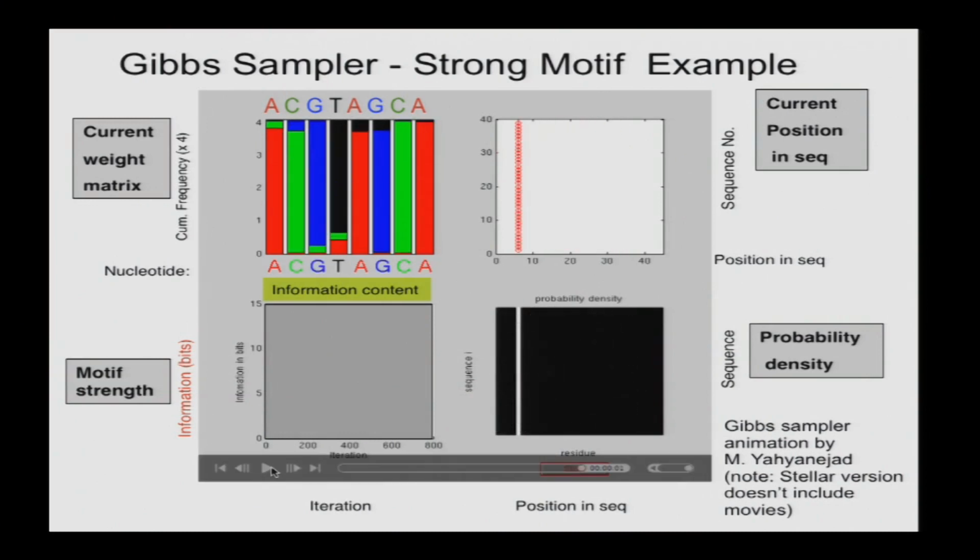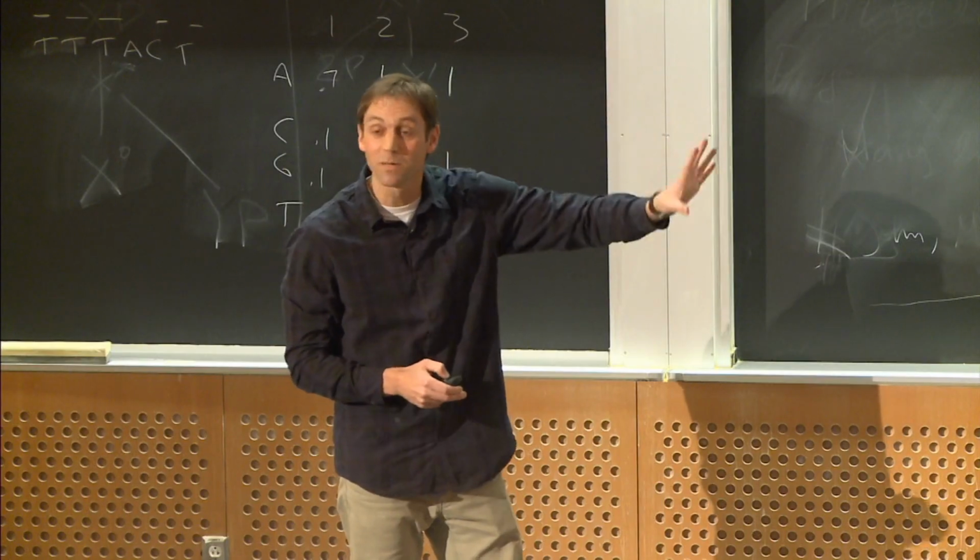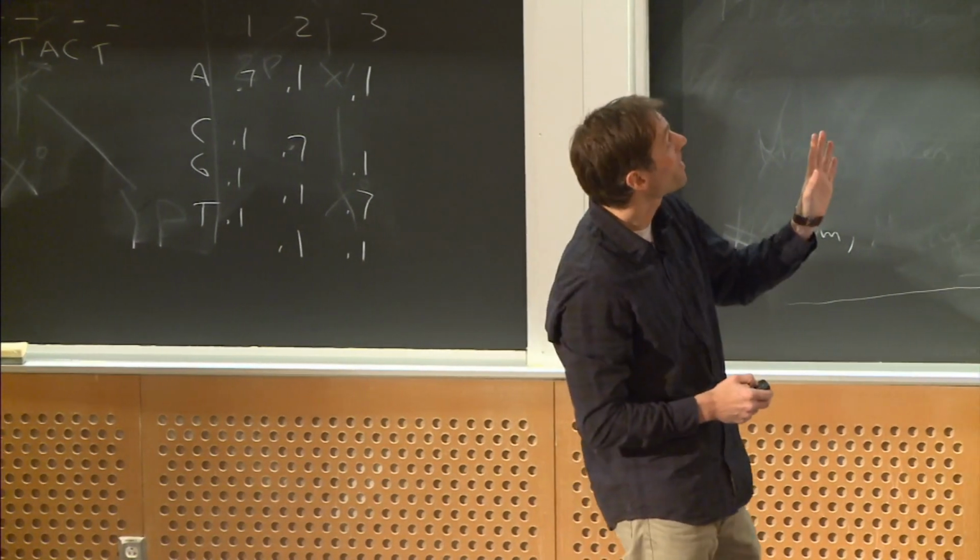This is what you get after not too many iterations, probably around 100 or so. Now you can see your motif, your weight matrix, is quite biased. It now favors this position, and so forth. And the locations of your motif, most of them are at around position 6 or 7 in the sequence, that's where we put the motif in. But not all, just some of them.